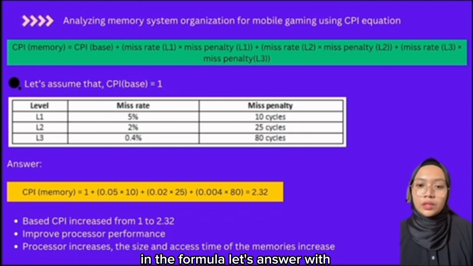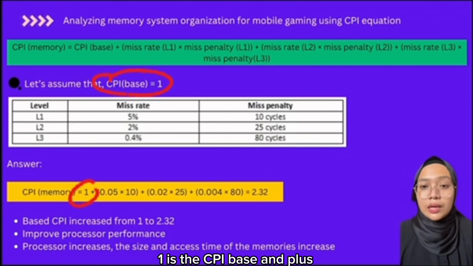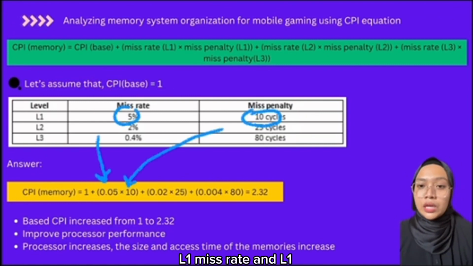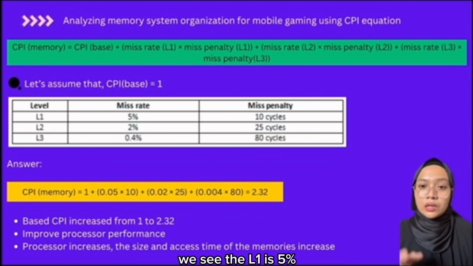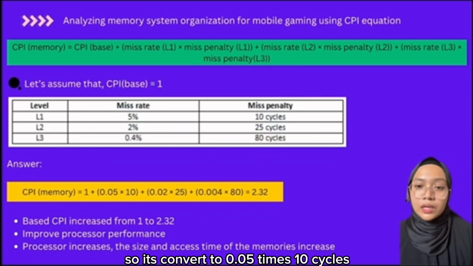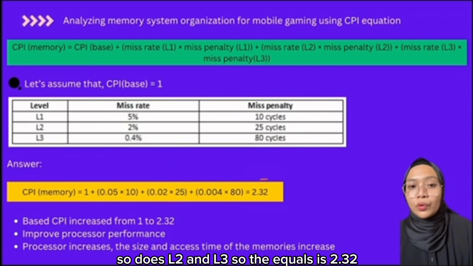Let's answer with the formula given, where CPI memory equals 1, which is the CPI base, plus L1 miss rate times L1 miss penalty. In the table we see the L1 is 5%, so we convert it to 0.05 times 10 cycles. So that's L2 and L3. So the result equals 2.32.